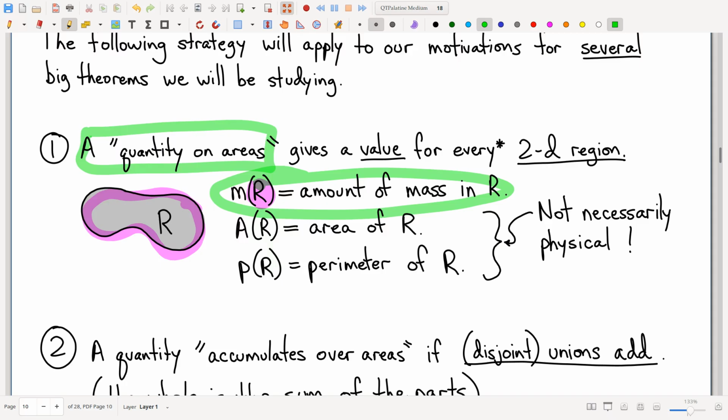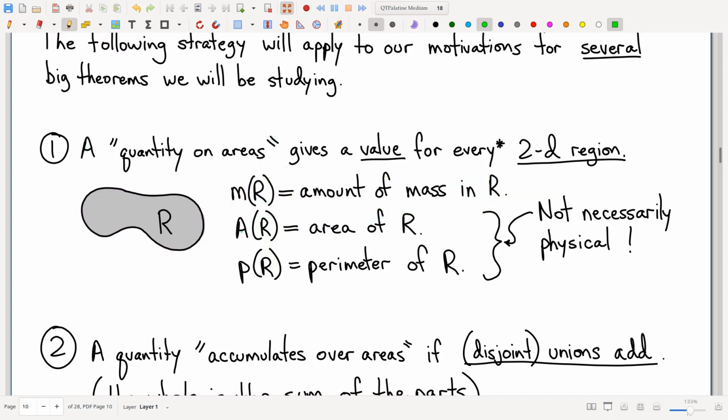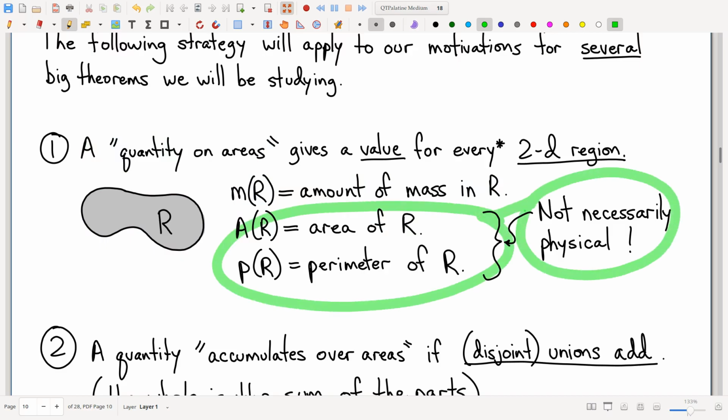Is that reasonable? It could be mass, it could be the area itself, it could be the perimeter. Any number that we can define by some sort of a rule for any region. Make this observation here: they don't have to be physical. Very often we like to think about physical stuff because y'all are engineers, and it's totally cool. We think about mass and stuff like that, tangible, concrete stuff. It doesn't have to be.